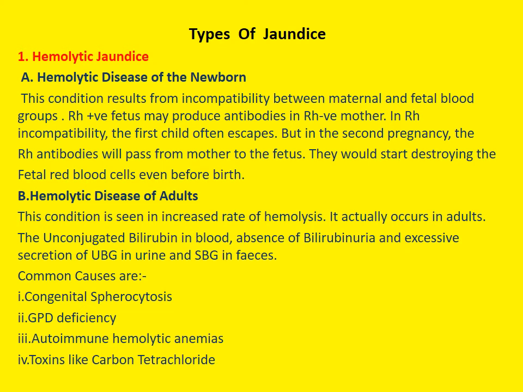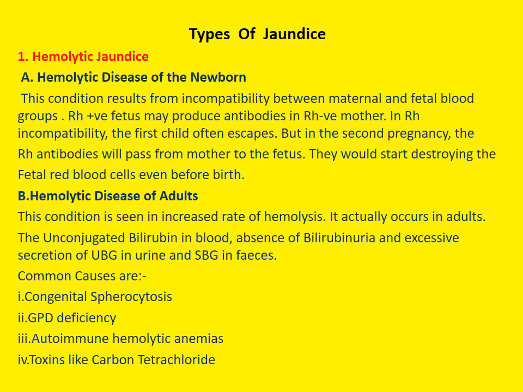This condition results from incompatibility between maternal and fetal blood groups. Rh positive fetus may produce antibodies in Rh negative mother. In Rh incompatibility, the first child often escapes, but in the second pregnancy, the Rh antibodies will pass from mother to the fetus. They start destroying the fetal red blood cells even before birth.